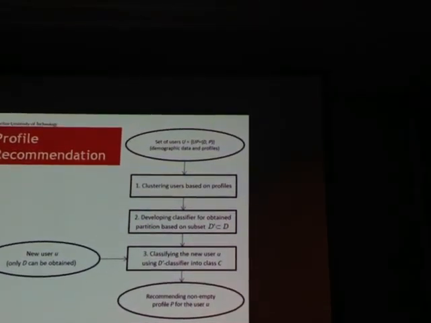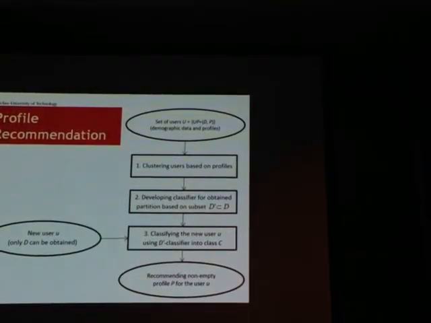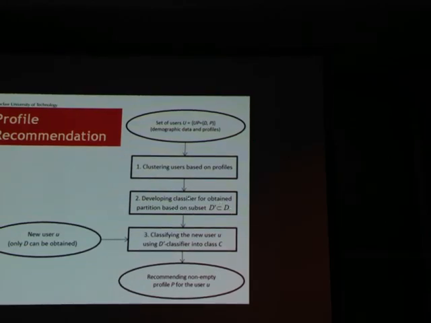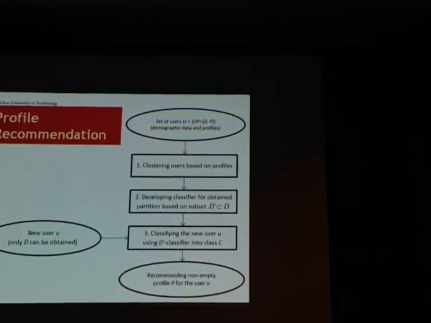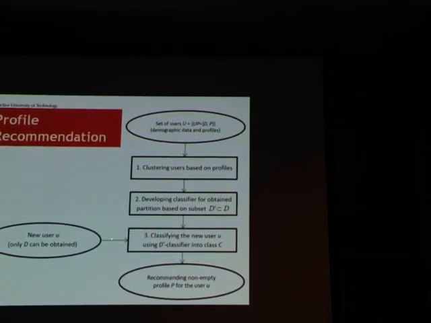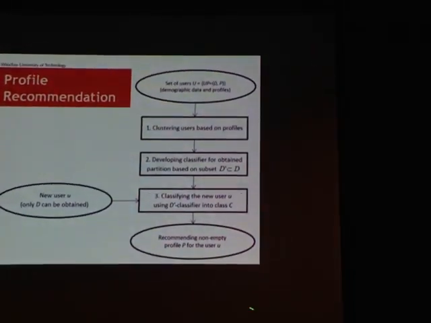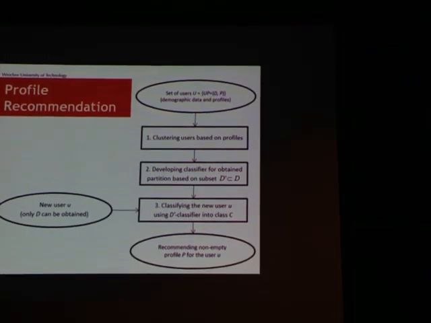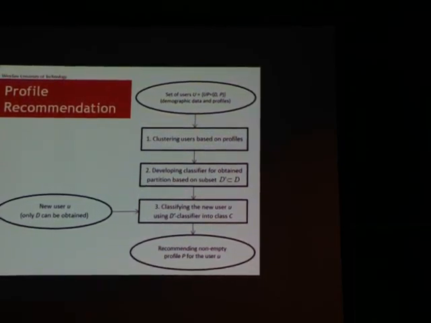So we would like to minimize this subset of attributes that the new user needs to give us, and using this subset, we can classify this new user to the right group. Right means the group of probably the most similar users. So when a new user is coming, he is classified to the right group, and then we can recommend him a non-empty profile.